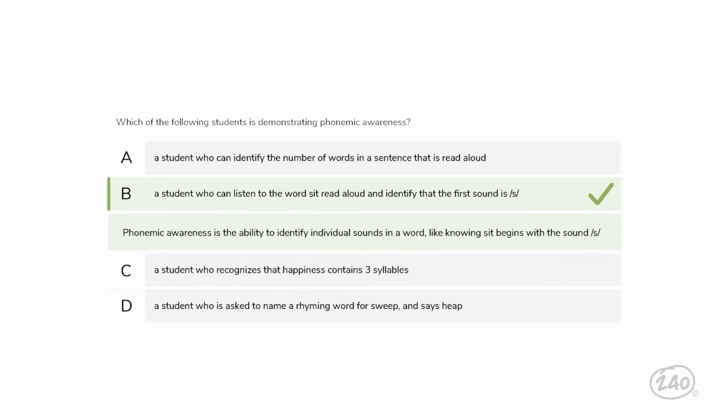The correct answer is the second one. The feedback feature in the 240 study guide tells us that phonemic awareness is the ability to identify individual sounds in a word, like knowing that sit begins with s. All the other choices here would fall under phonological awareness.